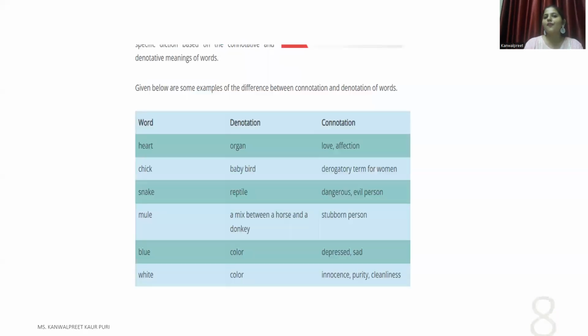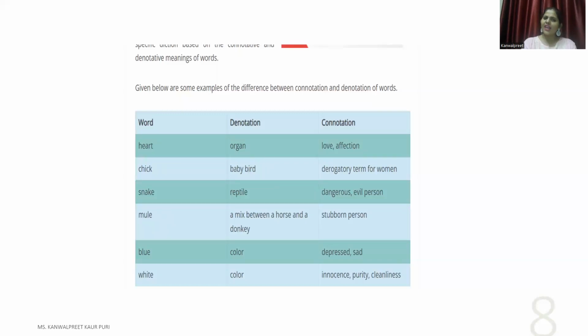Now let's see a few examples. The word is heart. We all know our heart is an organ. So that is the direct dictionary meaning, that is denoting. And what is connotation? You can associate heart with love, with affection. A mother's love, maybe your partner's love, affection towards teaching. So connotation means you are attaching some meaning to it.